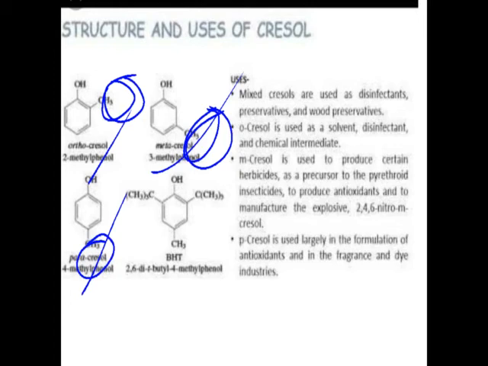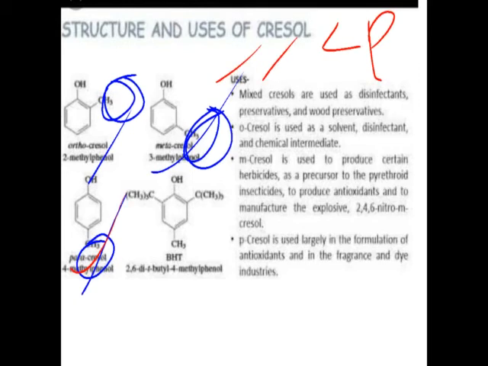So this cresol consists of a CH3 group. As it consists of a CH3 group, which is an electron donating group, if an electron donating group is present in the phenol, then the acidity of phenol decreases. That's why cresol is less acidic as compared to phenol. So phenol is more acidic as compared to cresol. Okay, then next part, uses of cresol.